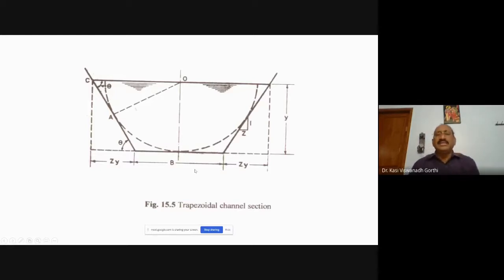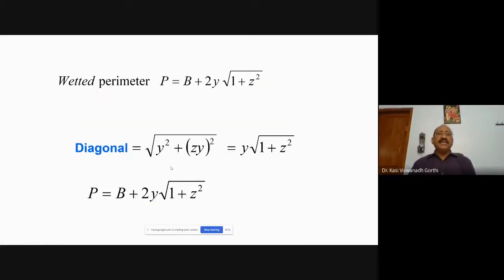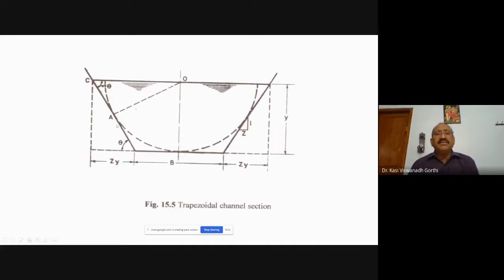Okay. Then let us see how it goes. What is the condition for the most economical trapezoidal channel section? Wetted area has been computed as B plus ZY into Y. How do you compute the wetted perimeter? Wetted perimeter is the length of the channel boundary in contact with the flow.